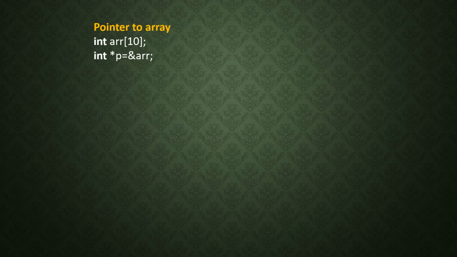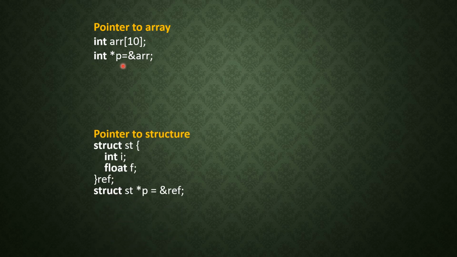So next we have is pointer to array. For this one, first you have to declare an array, and the array address you have to give for the pointer. So first we are declaring an array, and the array address we are going to give for the pointer p. So here just the array name we have used. That means only the starting address of an array will be assigned to the pointer p.